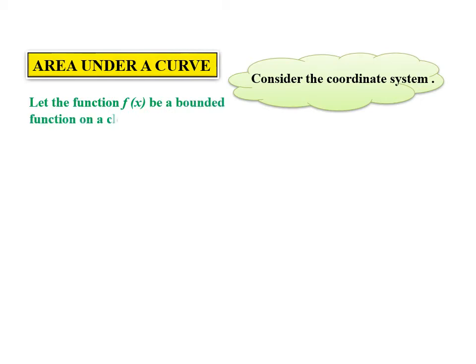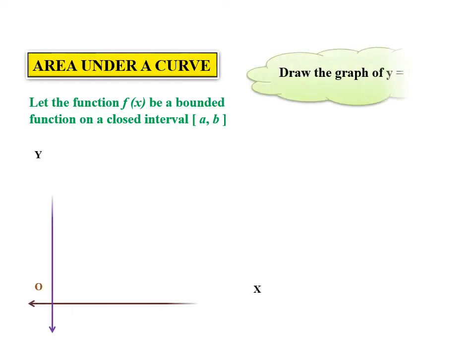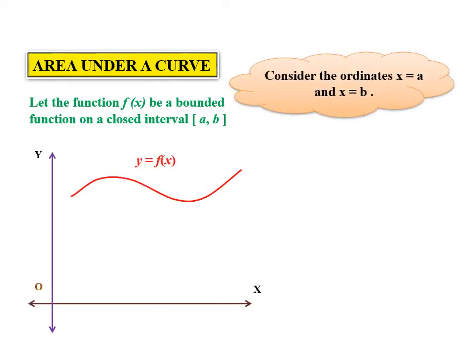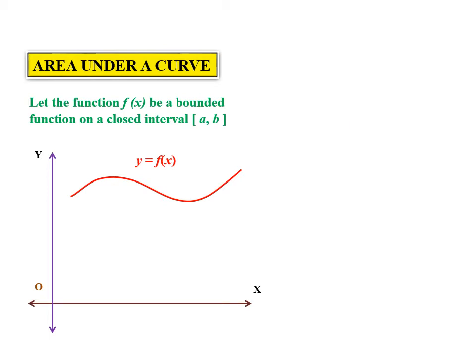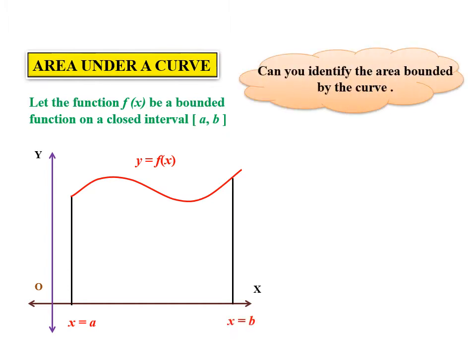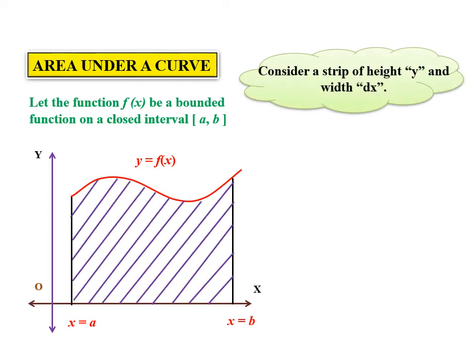So consider the coordinate system. Let the function f of x be a bounded function on a closed interval [a, b]. So we are considering the coordinate axes. y is equal to f of x is a given curve. x is equal to a and x is equal to b are the lines parallel to the y-axis. So the area under the curve y is equal to f of x and the x-axis is given by the shaded region here.